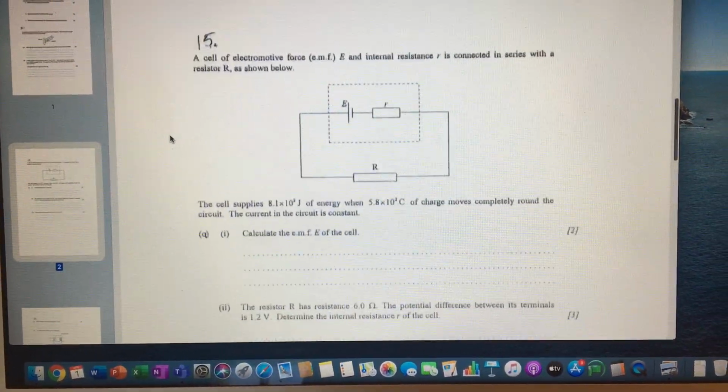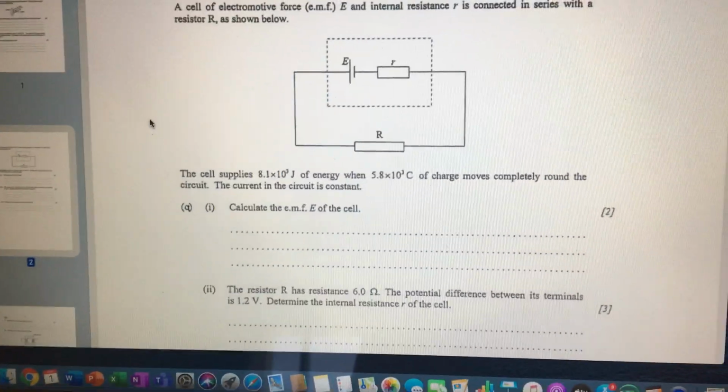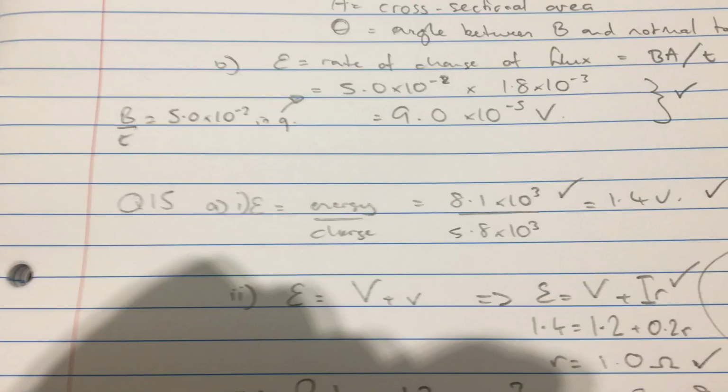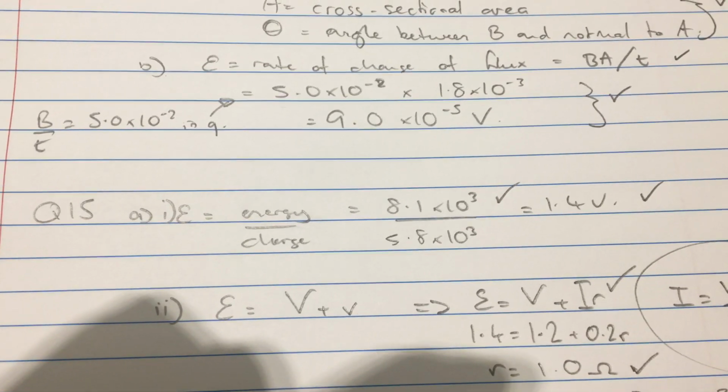Here we go, circuit diagram, standard, very common question. Calculate the EMF in the cell. So first part, EMF is energy over charge.